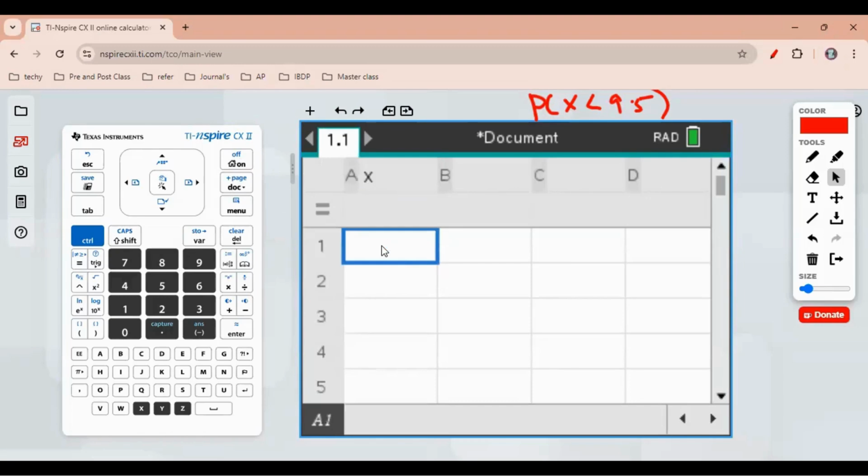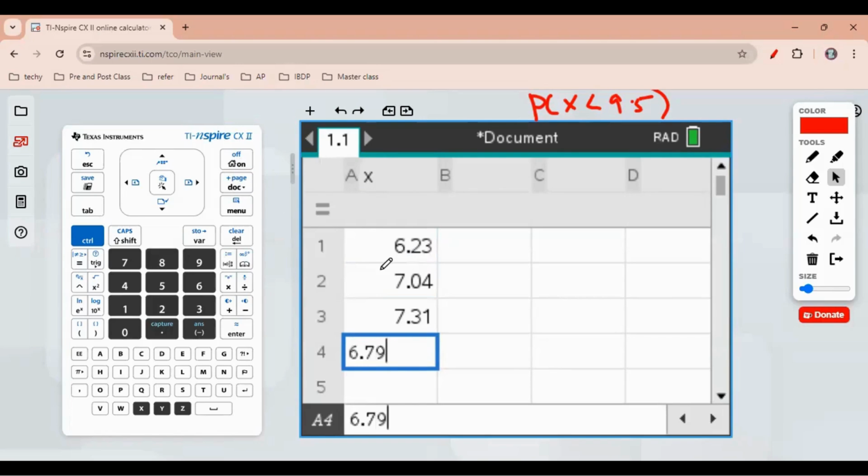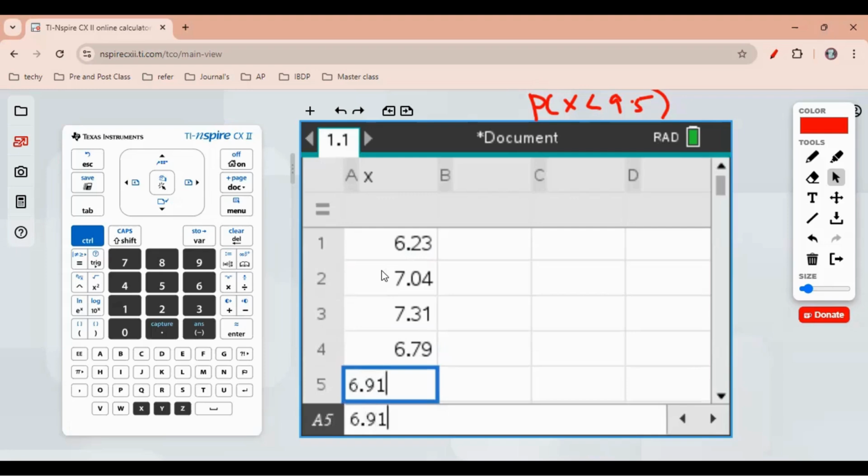So carefully give the values: 6.23, 7.04, 7.31, 6.79, 6.91, 6.79, 7.47. All the 7 values have been listed and we created a sheet.